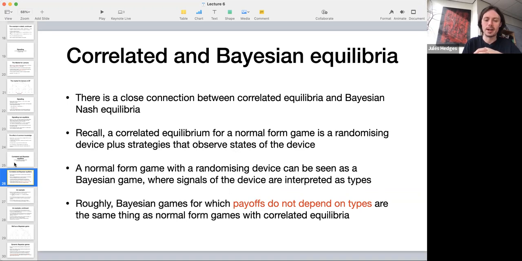So remember, for a Bayesian game, we have a payoff function where payoffs depend on all moves of all players and also all types of all players. But if the payoff functions are constant for the types, if payoffs don't depend on the types, what we get back is not ordinary Nash equilibrium, we get back correlated equilibrium, because observations of types and conditioning and Bayesian updating on types still happens, and that's what happens in correlated equilibrium. So personally, I like to think of correlated equilibrium as a special case of Bayesian Nash equilibrium, rather than as an extension of ordinary Nash equilibrium.